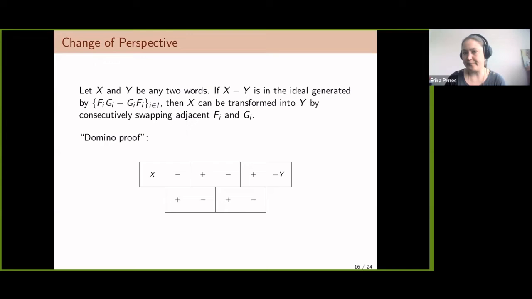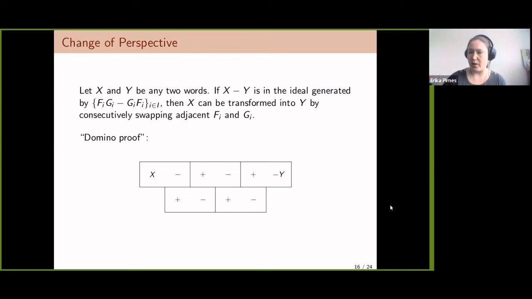So x minus y is now in this ideal. And what do the ideal generators look like? They look like something minus something. So that's where I get my domino blocks. It has the positive and negative end. And now x minus y is a linear combination of terms that look like this. Of course, in a linear combination there are some coefficients, but let's forget those for a second. Somewhere x appears. X has to appear somewhere, the word x.